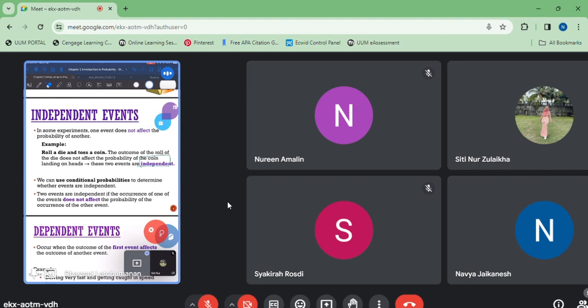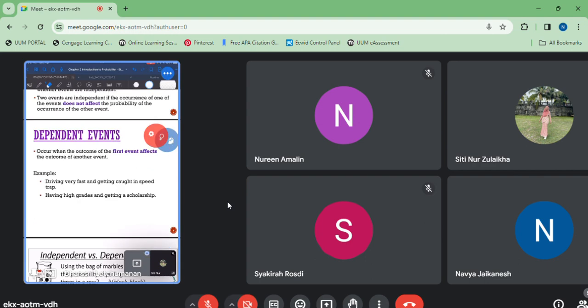See over here they said two events are independent when one event does not affect the next one. And dependent is when you do something and it has consequences. Like just say I speed on the highway and then I get a summons. That's because of my own problem. So that's why it's a dependent event.